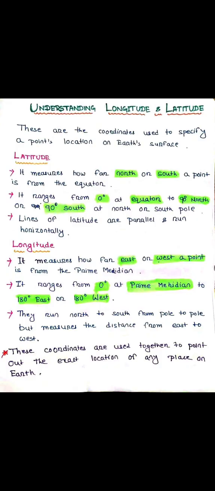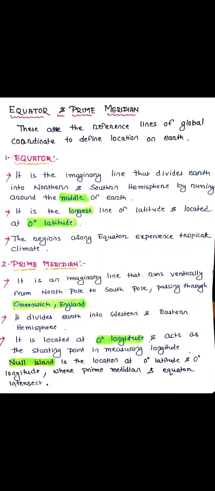And first we will understand what is latitude, and before understanding latitude and longitude we have to know two more important terms, that are the equator and the prime meridian. We have to understand the equator and prime meridian to understand latitude and longitude. These are the reference lines. Reference lines for what? For the global coordinates, from which we can calculate the global coordinates, and these are used as the standard or reference lines to define the location on earth.